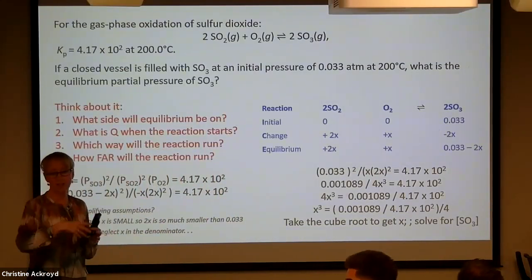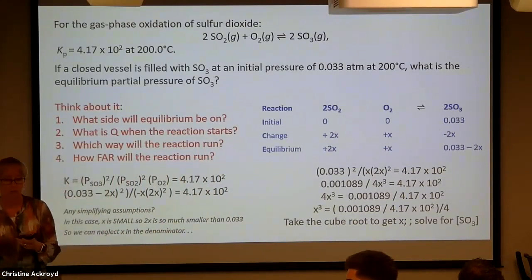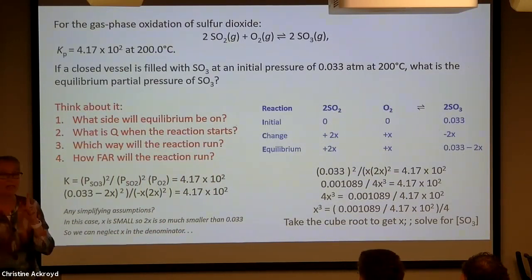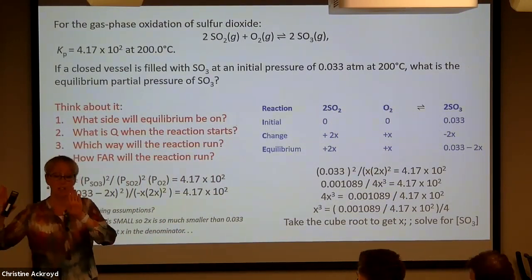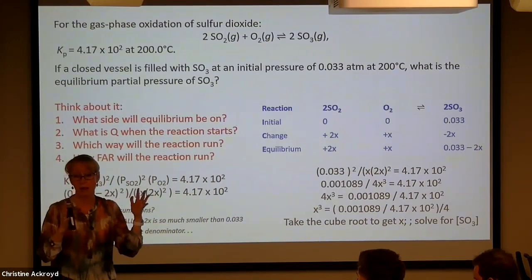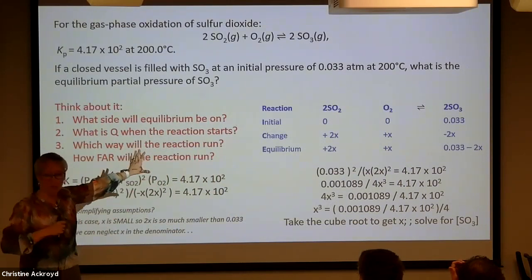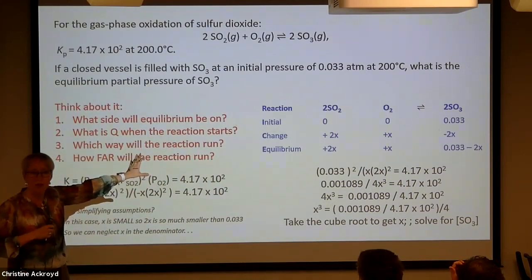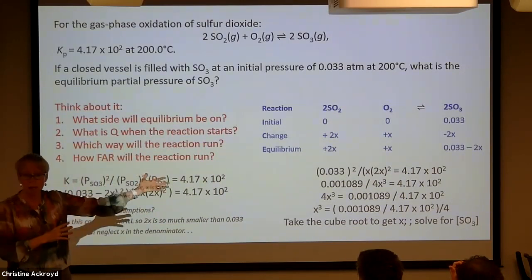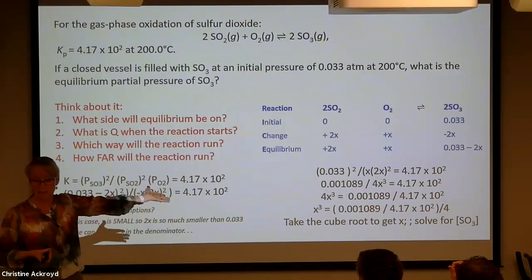I have a question. Ask your question. How do we know that x is small? Because usually x is small when K is small. Okay, x is small when K is small and the reaction is moving forward, so the reaction isn't progressing very far. We're actually doing the same thing here, but the reaction is progressing backwards from all product. So x is still small, but because K is large.